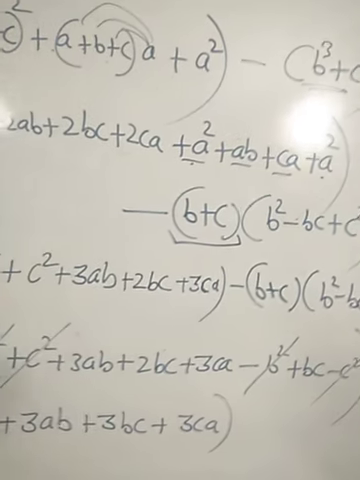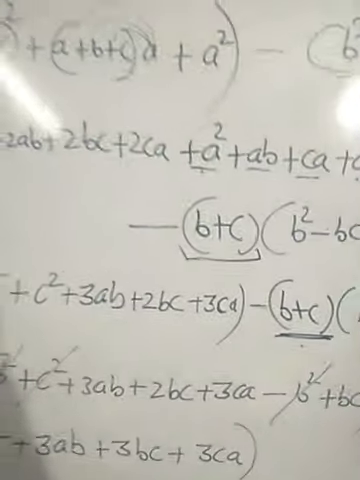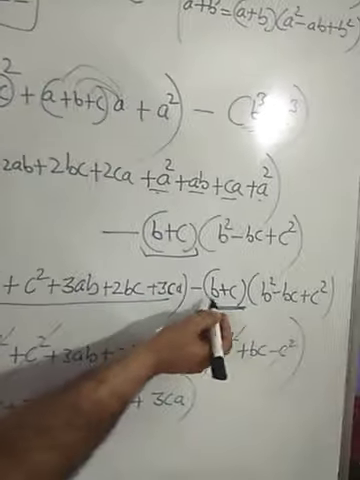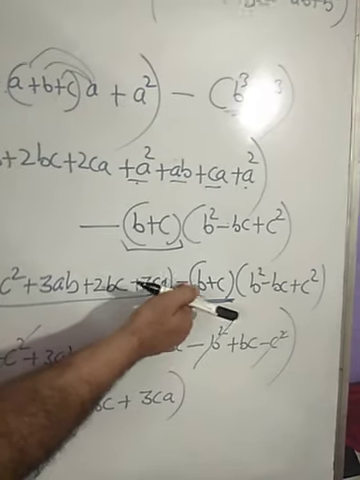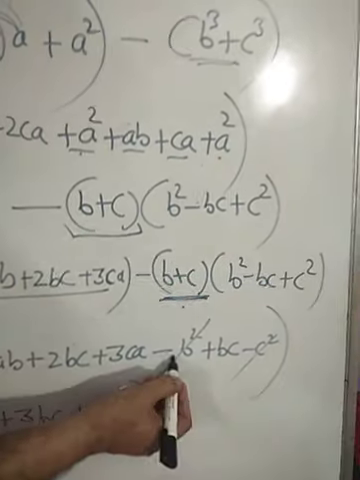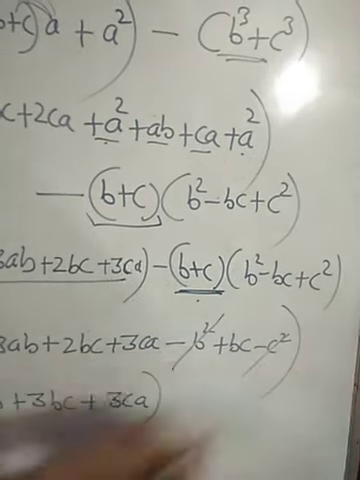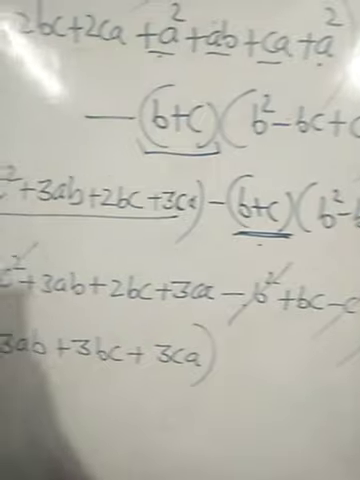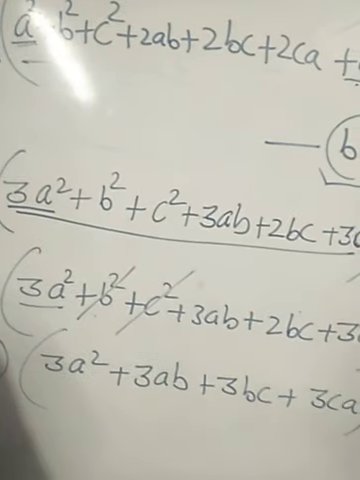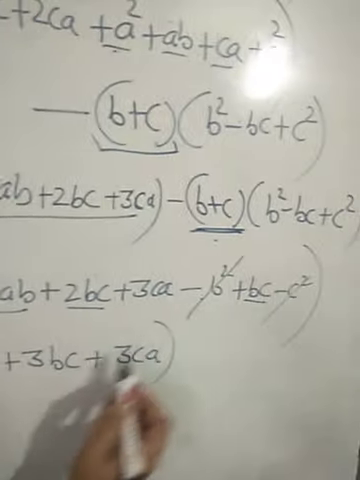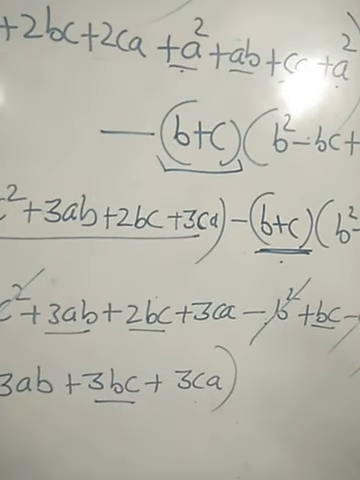Now, in the next step, we will take b plus c common. Take b plus c common. So this term, minus, take minus common. When you take b plus c common, then minus is left. Take minus inside the bracket. All the signs will change. So minus b square plus bc minus c square. See what comes here. b square cancels with minus b square. c square cancels with minus c square. What is left? 3a square plus 3ab plus 2bc plus bc, that is 3bc, plus 3ca.